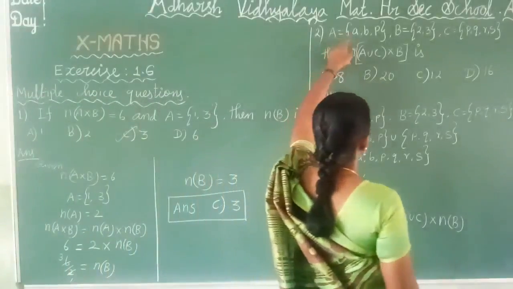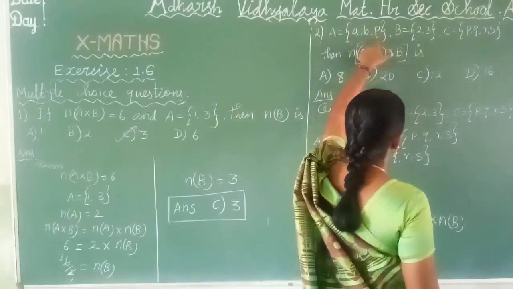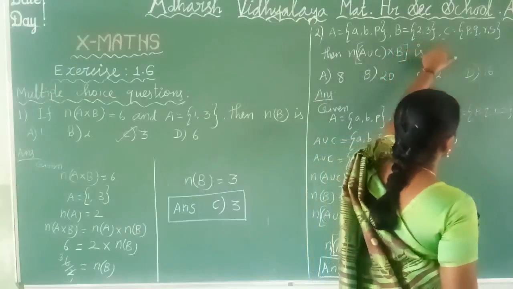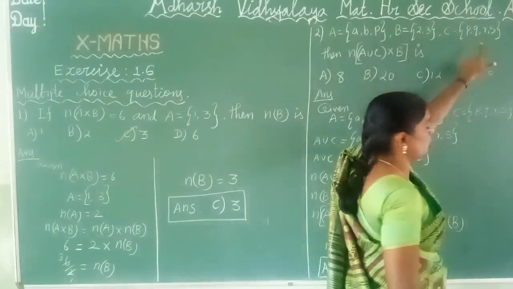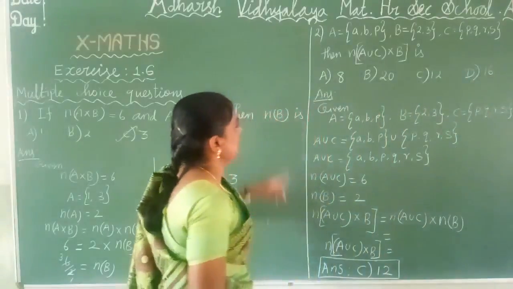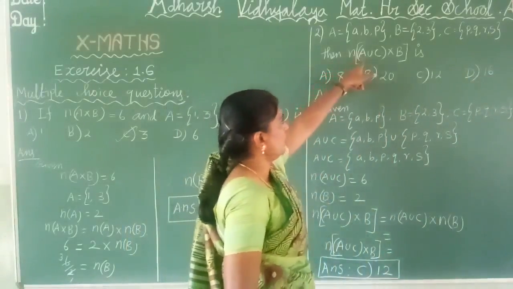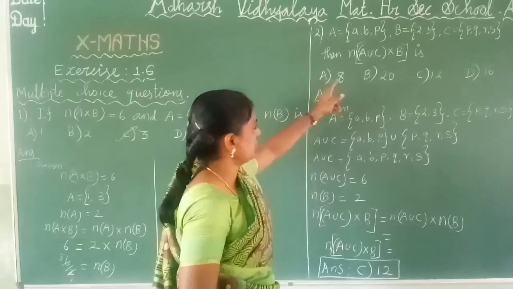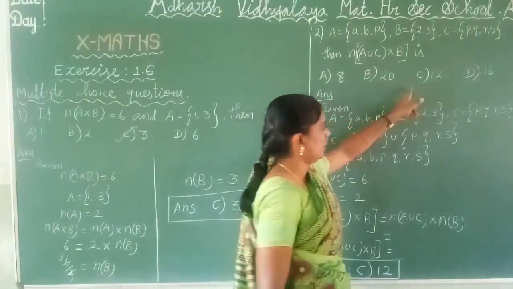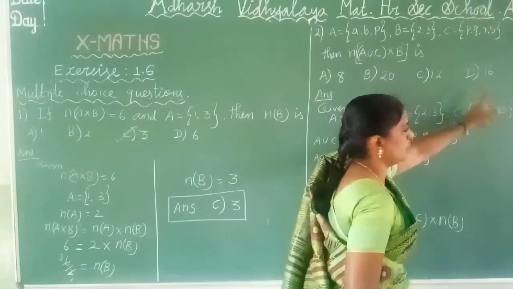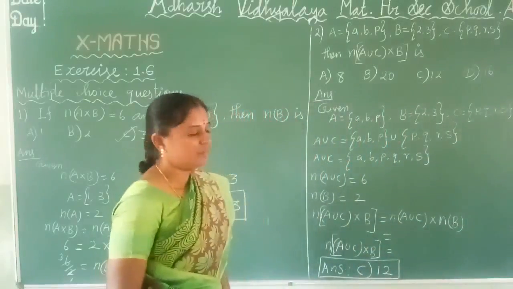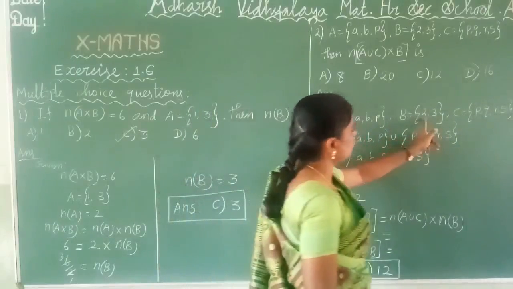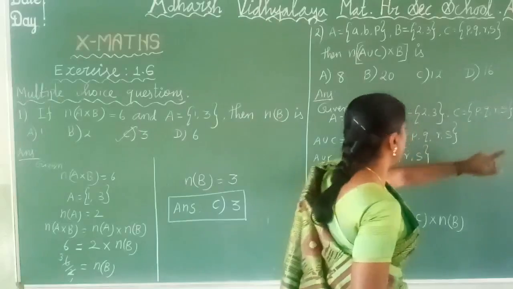A is equal to the set {a, b, p}. B is equal to the set {2, 3}. C is equal to the set {p, q, r, s}. Then n((A union C) cross B) is: first option 8, second option 20, third option 12, fourth option 16. Here what are the given sets? A is equal to a, b, p. B is equal to 2, 3. C is equal to p, q, r, s.